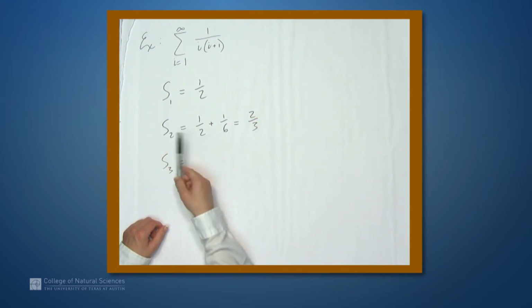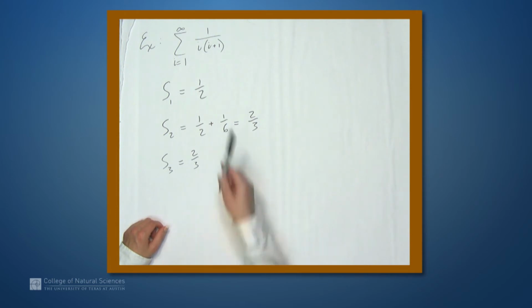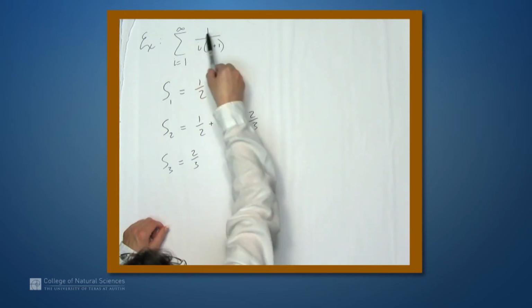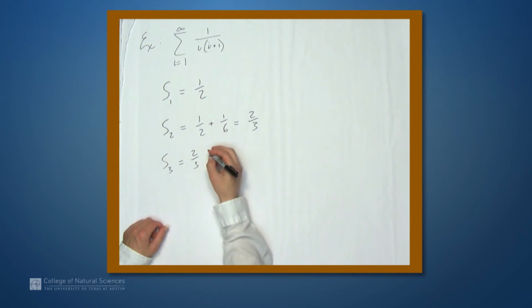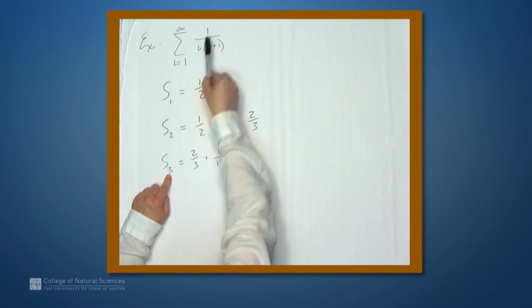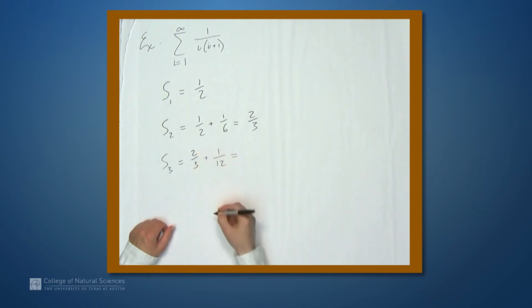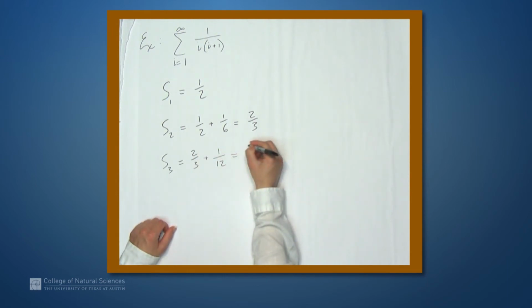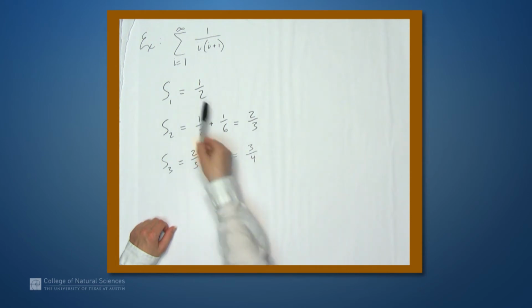S sub 3 then is S sub 2, which is 2/3, plus the next term in the sequence. So now I'm talking about the sequence of individual terms in this series. So this is 2/3 plus 1/12, right? When i equals 3, we have 1 over 3 times 4, so we have 1/12. And if you simplify 2/3 plus 1/12, you get 3/4. Now you might already see a pattern.